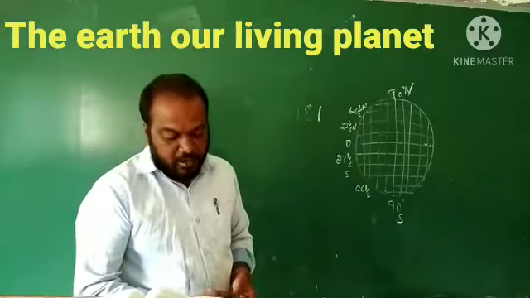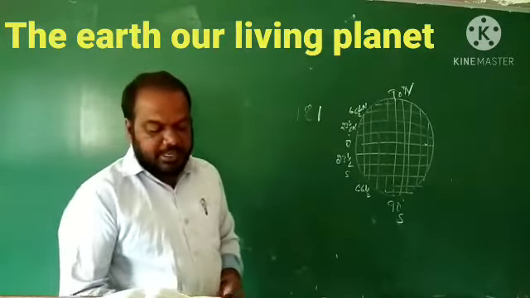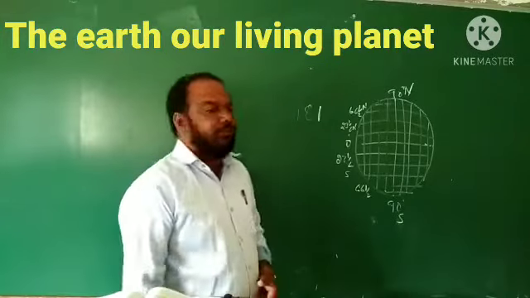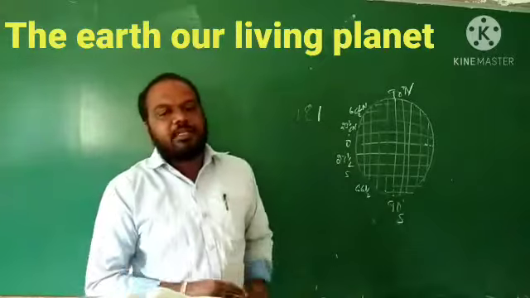Meridian means mid and diameter means day, because all the places along the same meridian of longitude experience noon or midday at the same time. Here all the longitudes are of equal length.